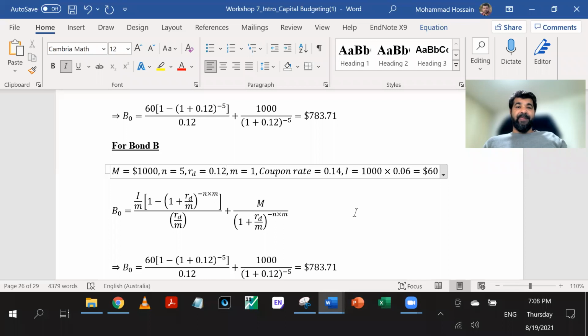And N is equal to 1 because interest is being paid annually. And the coupon rate is actually 14%, so it should be 1.